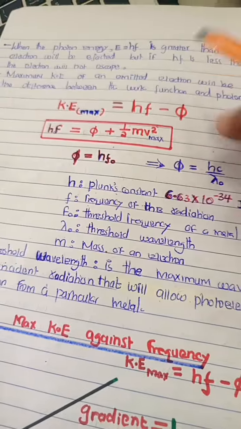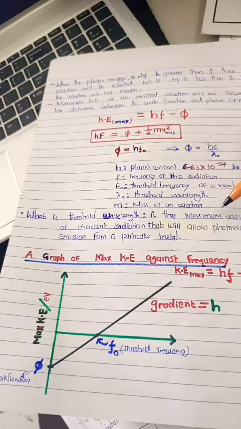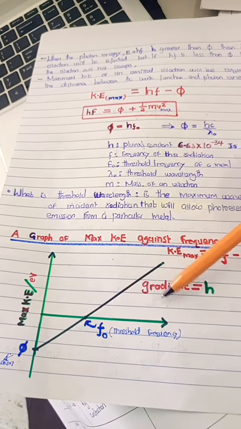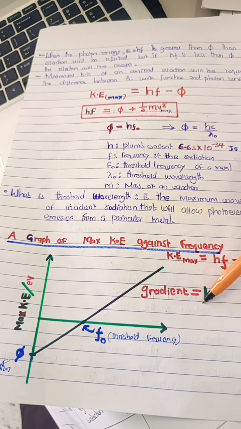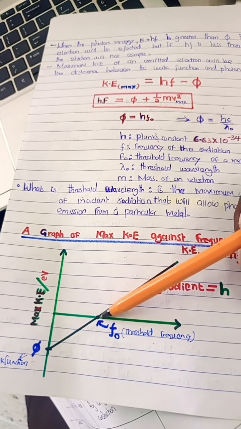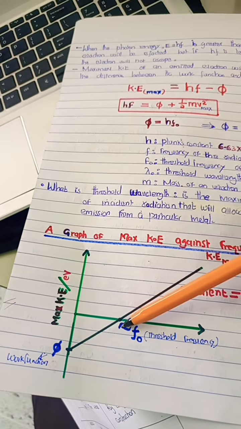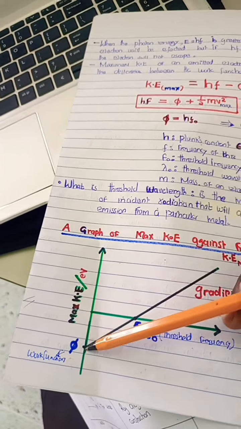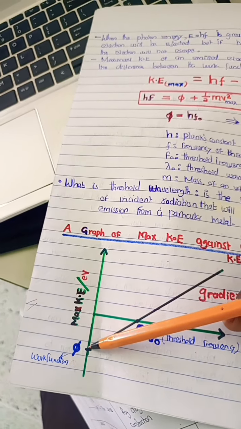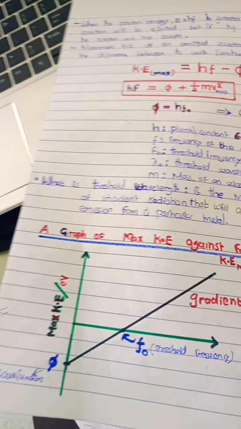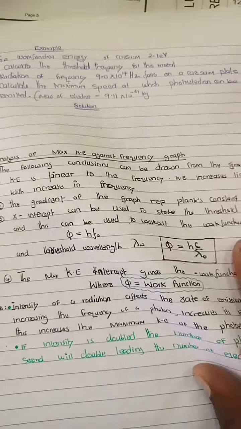So you have to remember this formula here, and also you have to remember what these graphs represent. The gradient represents Planck's constant, this point represents the photoelectric threshold frequency, and the intercept represents the work function.